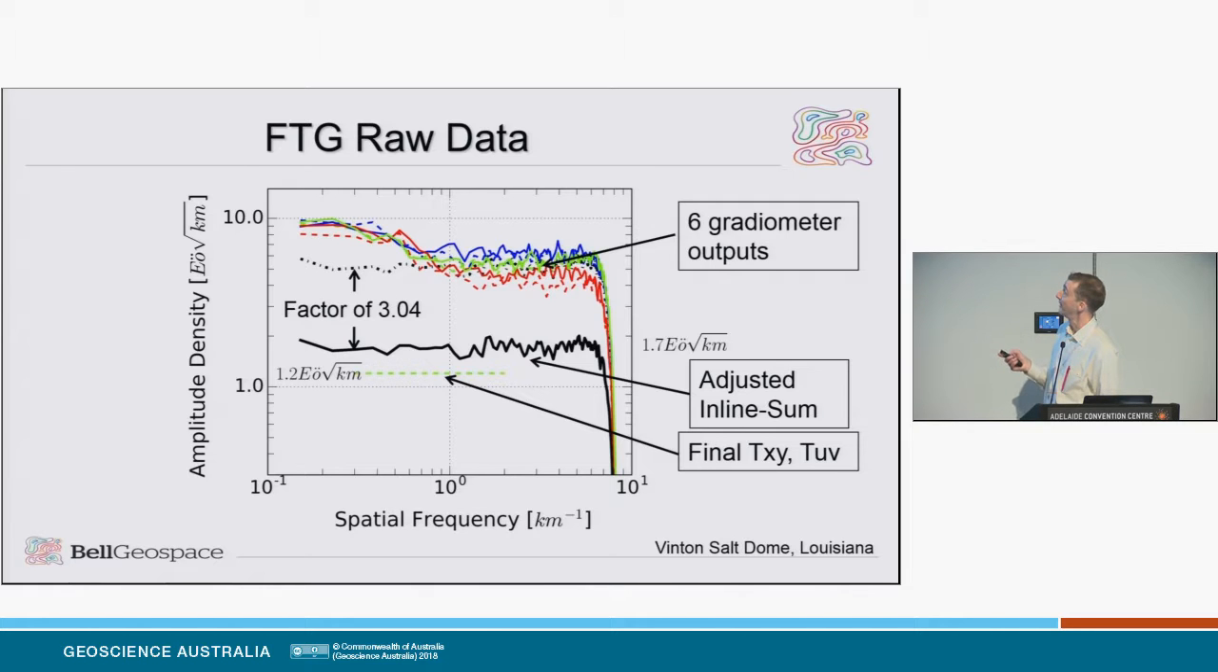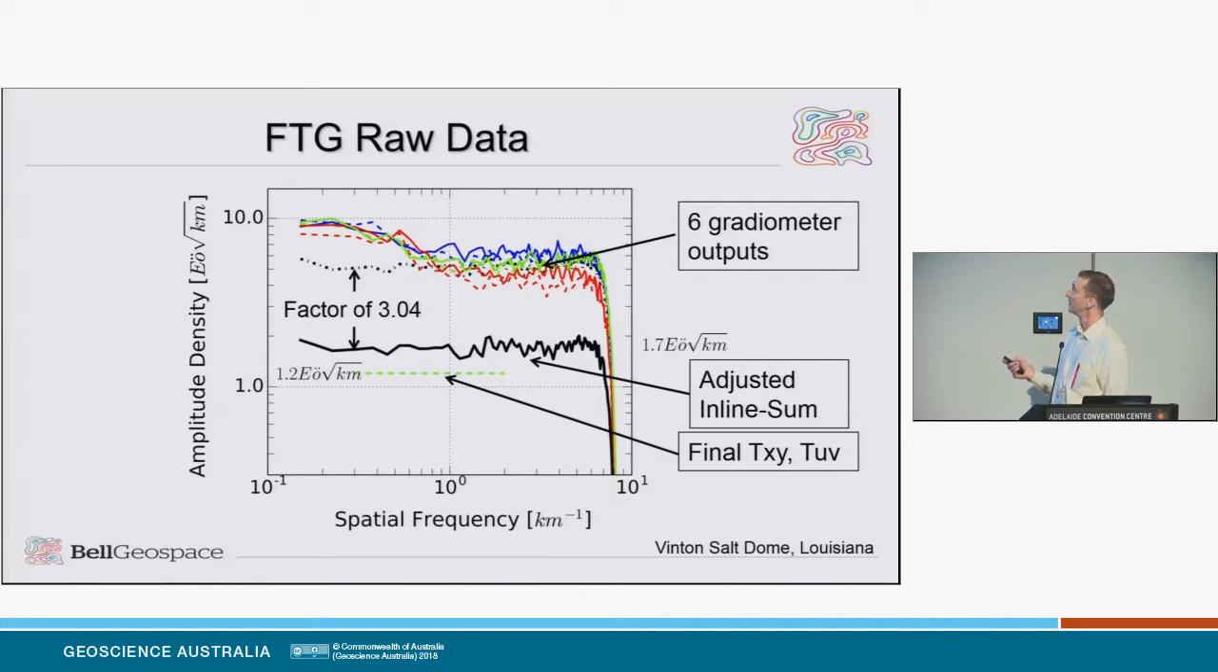The black dotted line is the inline sum, which is the built-in noise estimator that comes with the FDG. So you say, oh, the inline sum's about 6 E per root hertz, but you have to consider the factor of 3.04. And when you do that, you get this line, which is the adjusted inline sum. And this is the equivalent Falcon spectrum. So if you had a Falcon and you were flying Vinton, this is where you'd have to be to get the same thing, assuming all the processing works perfectly.